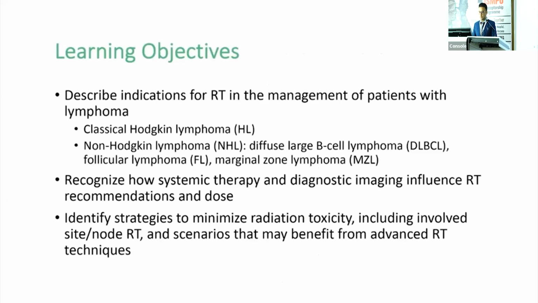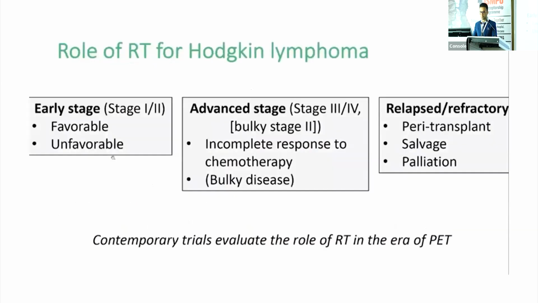In today's learning objectives, we'll be talking about the indications for radiation in classical Hodgkin lymphoma and in non-Hodgkin lymphoma. And in non-Hodgkin lymphoma, if time permits, we will be going beyond marginal zone lymphoma and DLBCL to follicular lymphoma. We will also recognize how systemic therapy and diagnostic imaging influence radiation recommendations and dose, and how we identify strategies to minimize toxicity, which basically use different kinds of radiation techniques.